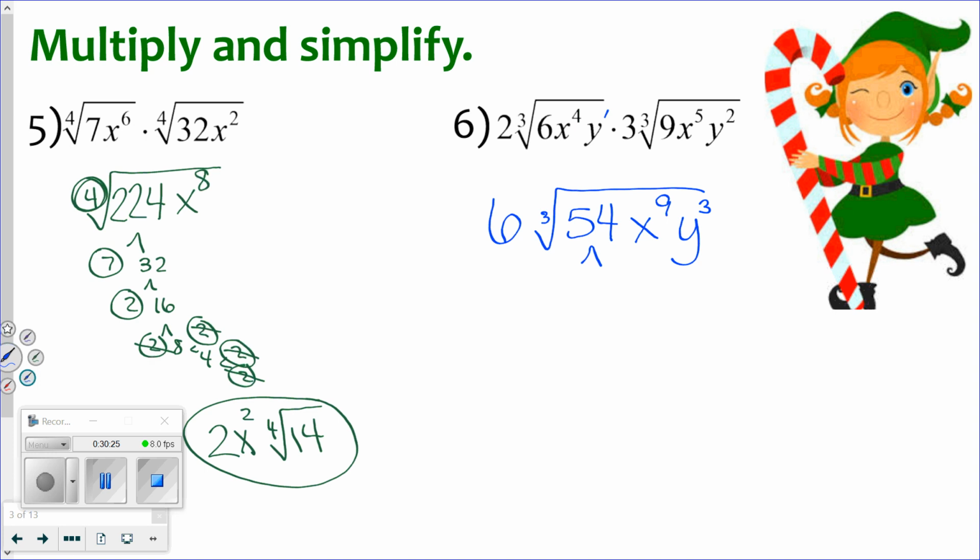For your x's, because you have 4 and 5, you add exponents. All right, so that's not pretty, imperfect, so we'll have to do our factor tree. How many need to be in a group in order to come out? 3. My index is 3. I need 3 in a group. So I have 1, 2, 3 threes. So a 3 comes out. Where does the 2 go?